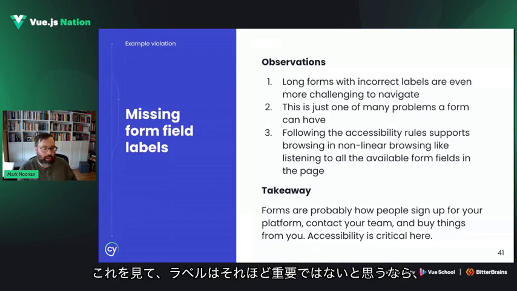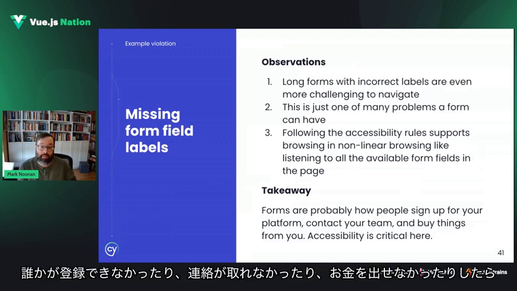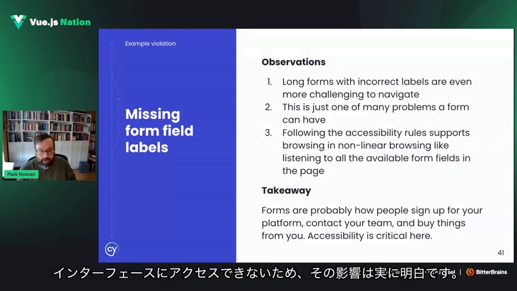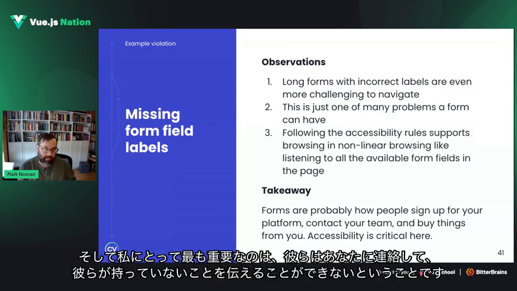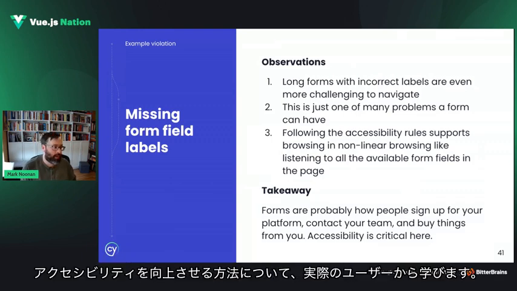And my takeaways from this is that form fields are really important. If you're looking at this and going, I'm not sure the label matters that much, a lot of our important business functions and websites go through forms. So if somebody can't sign up, if they can't contact you, if they can't give you money because your interface is not accessible, there's really tangible effects to that. And the most important one to me is they can't contact you to tell you they're not having a good time with accessibility. So if you have working forms and a broadly accessible experience, you can receive feedback from real users about how to get more accessible.